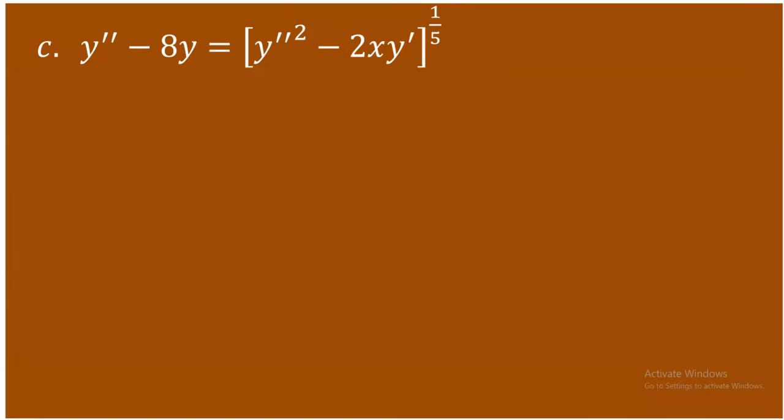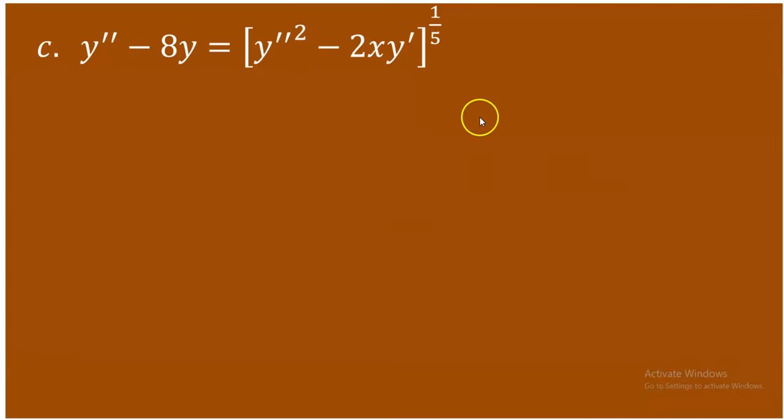Let me consider this one, the differential equation having this form: y'' minus 8y equals 1 over 5th power of (y'' squared minus 2x y'). So again, this is not written in polynomial form, so it's up to us to rewrite this in terms of polynomial form of the dependent variable and its derivatives.